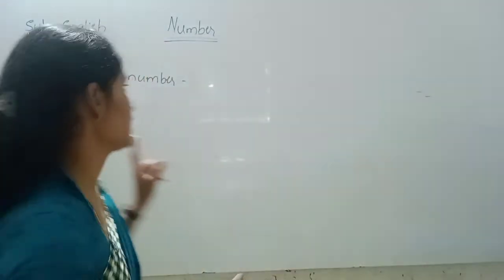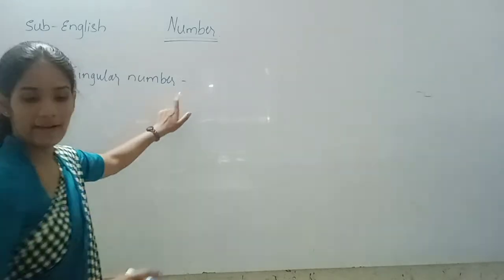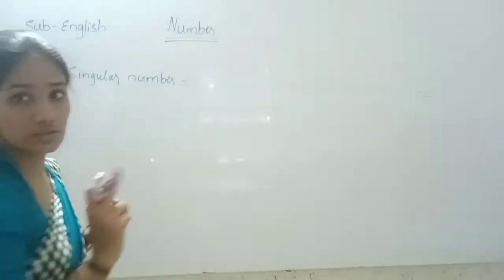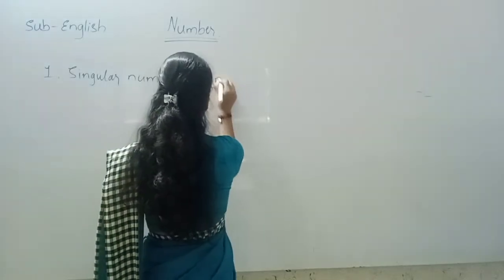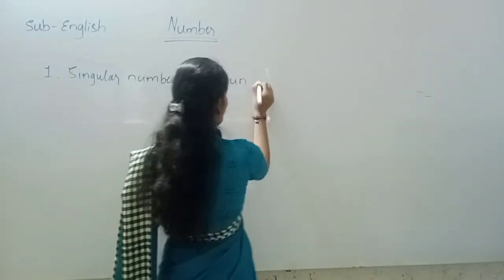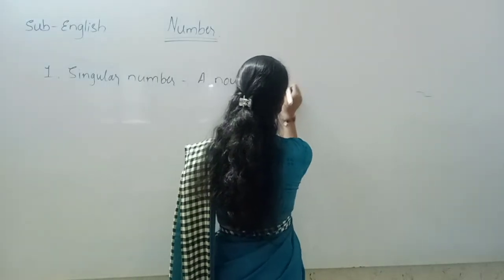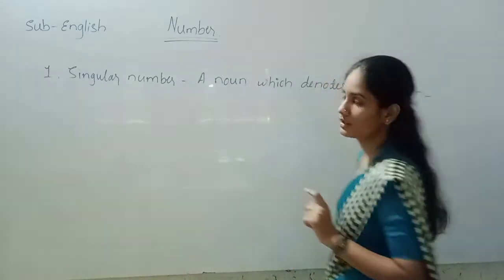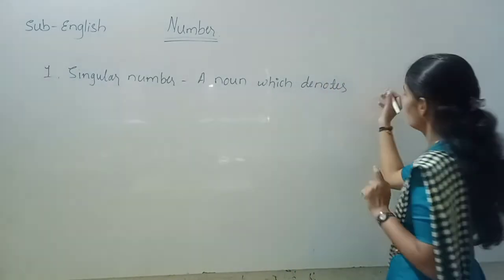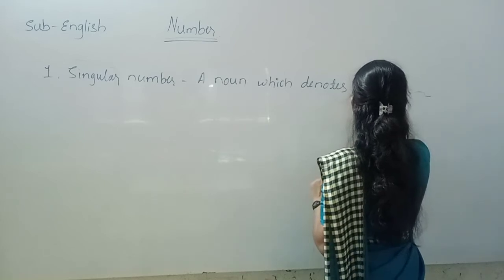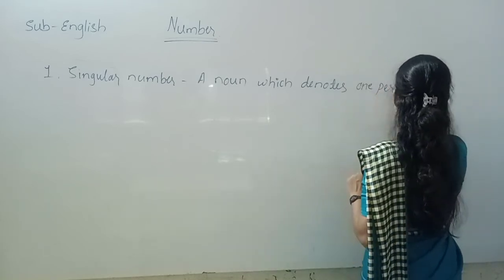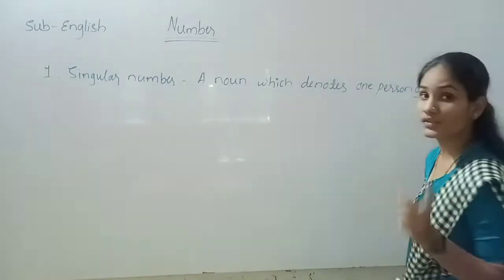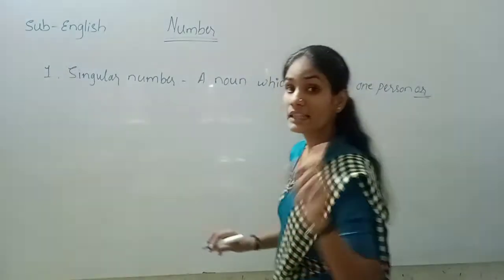So let us take it down. Singular number is mainly a noun which denotes one person or one thing.